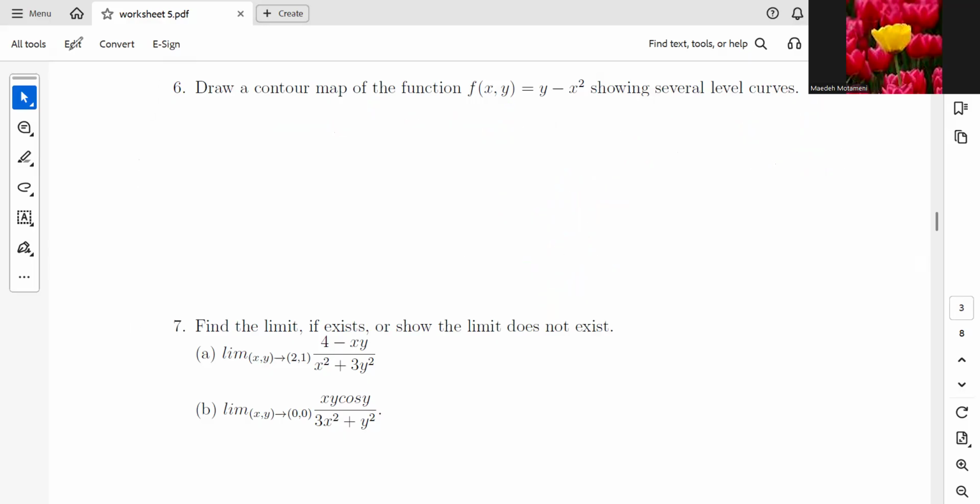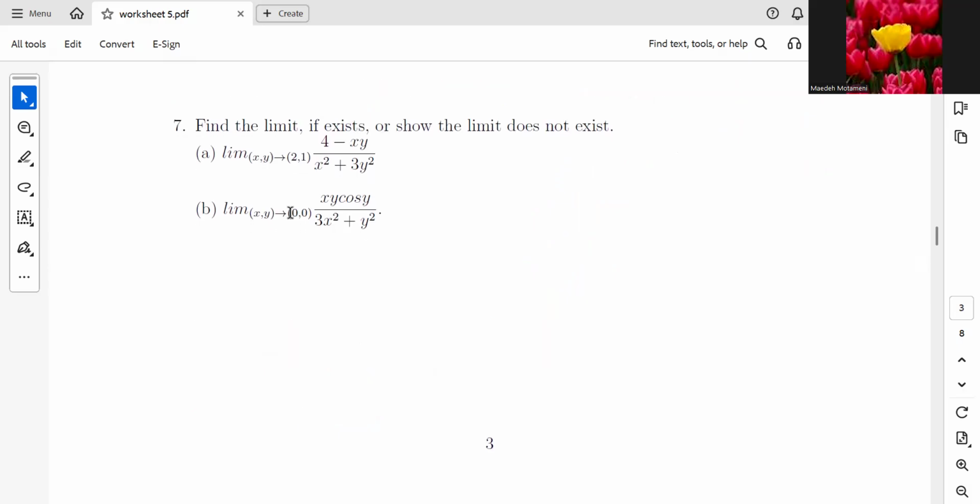is about finding the limit if it exists, or showing the limit does not exist. So for the first one, since it is a rational function and it is continuous on its domain because of being a rational function, it's enough to plug in 2 for x and 1 for y. If we do so, the top will be 4 minus 2, and the denominator will be 2 squared plus 3, and the answer is 2 over 7.